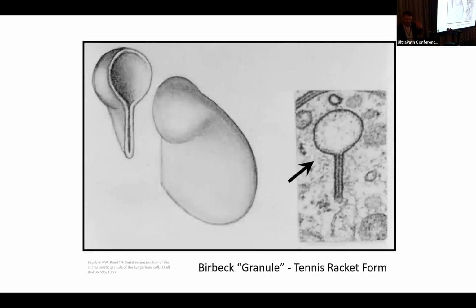Another example that we still deal with is the Birbeck granule. Everyone knows the keywords, the tennis racket forms. There have been textbooks that publish these Birbeck granules as supposed to look like tennis rackets, and you can see over here, a plane of section through this Birbeck granule results in this tennis racket form. And anytime we're looking at Langerhans cells to identify Langerhans cell histiocytosis, this is what they want us to find: these tennis racket organelles or granules inside the cytoplasm.